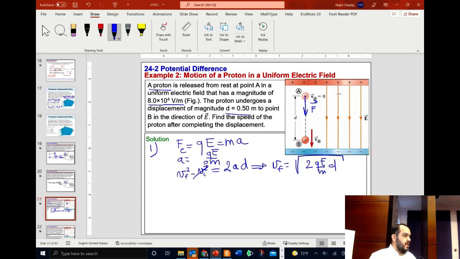I would like to use the conservation of energy method. Okay, so second method, I will use the fact that the work due to external forces is equal to delta K plus delta U electric plus delta U gravitational and so on.